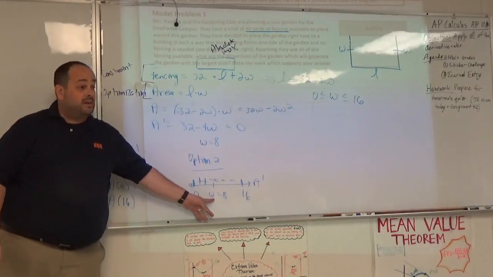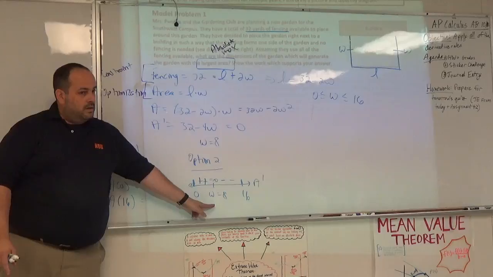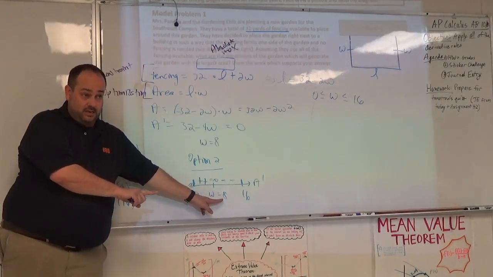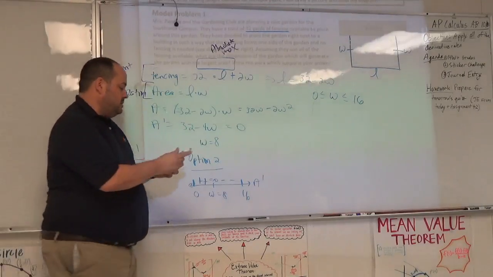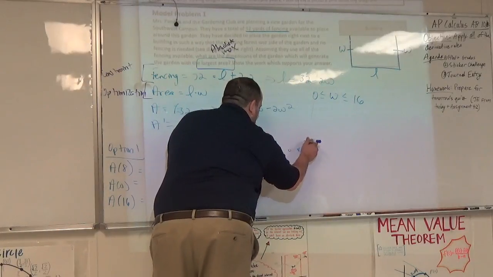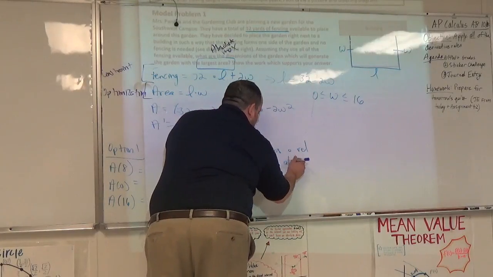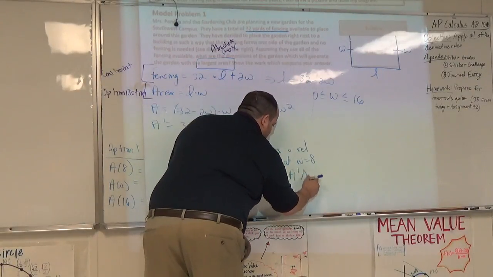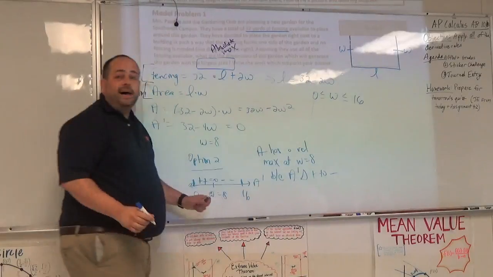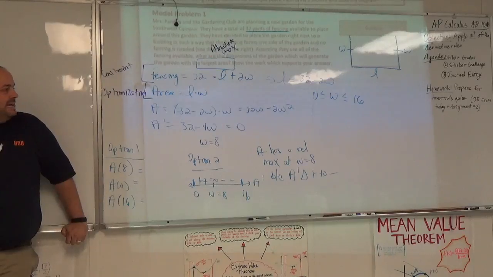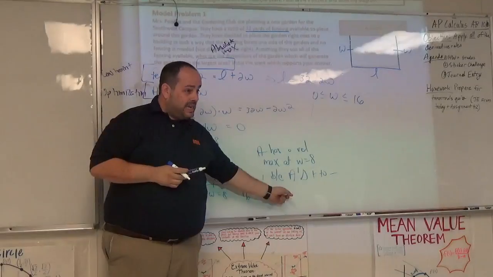What do we know is happening at W equals 8? Maximum. Let's be specific though. What do we know based on the number line test? We have a relative max. So you can say A has a relative max at W equals 8 because A prime makes a change from positive to negative. That's good, that's strong. However, it doesn't answer the question. You have not proven what we're actually out here to prove.